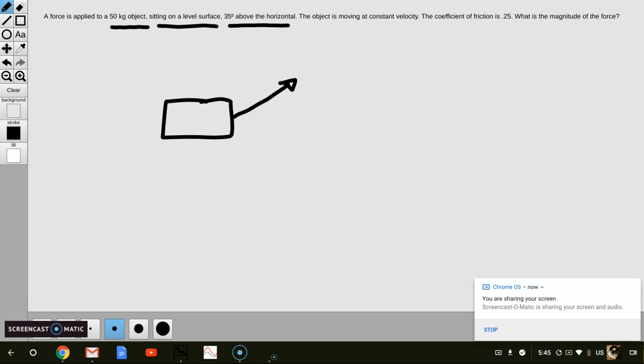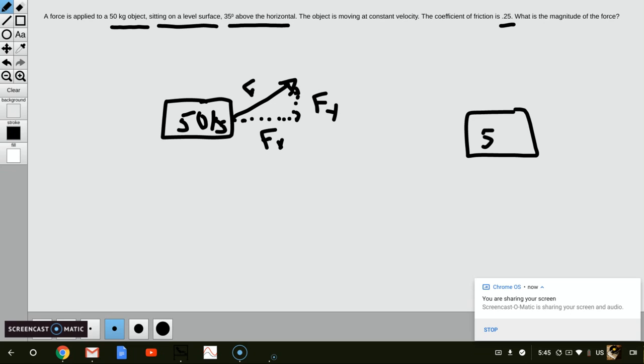All right, so let's go ahead and just draw a quick sketch here. The coefficient of friction is 0.25, and what is the magnitude of the force? Well, the first thing we need to do is redraw this as a free body diagram that we can actually understand. So this will be our force, and we know that this force will have a component in the x direction and the y direction. Let's actually draw this real quick.